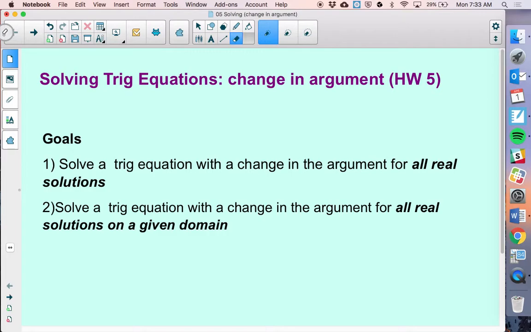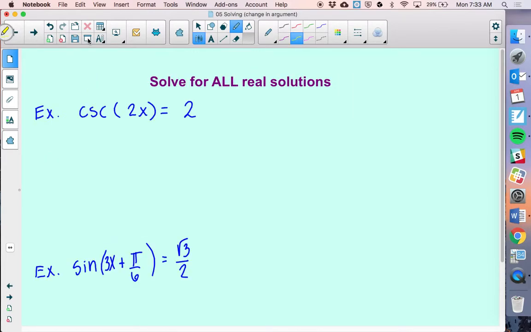All right, so 2 goals today. First, to solve a trig equation with a change in the argument for all real solutions. And second is the same thing but on a given domain. So the only change is that here it's on the given domain, and here it's literally all real solutions. So we're going to walk through a couple examples.